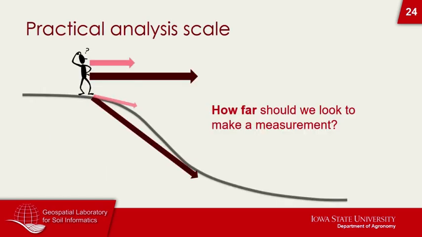The practical version for analysis scale is asking the question, how far do we look when making a measurement? So our stick figure guy on the hill looks out to the pink arrow, and he tries to measure the slope. He'll measure that slope in the light pink vector that's at his feet. If he looks slightly further, using, say, the darker arrow, he'll measure a different slope. So at that location, you can measure two different values for slope.